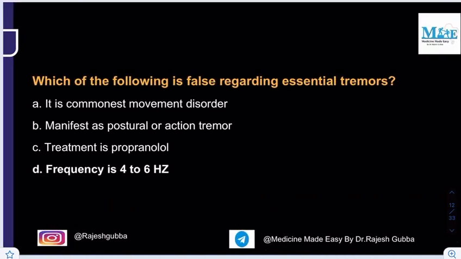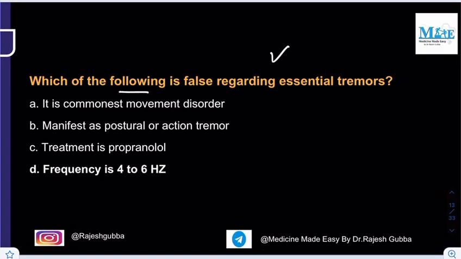Then you see the next question. Which of the following is false regarding essential tremors? It is the commonest movement disorder, manifests as postural or action tremors, treatment is propranolol, frequency is 4 to 6 hertz.